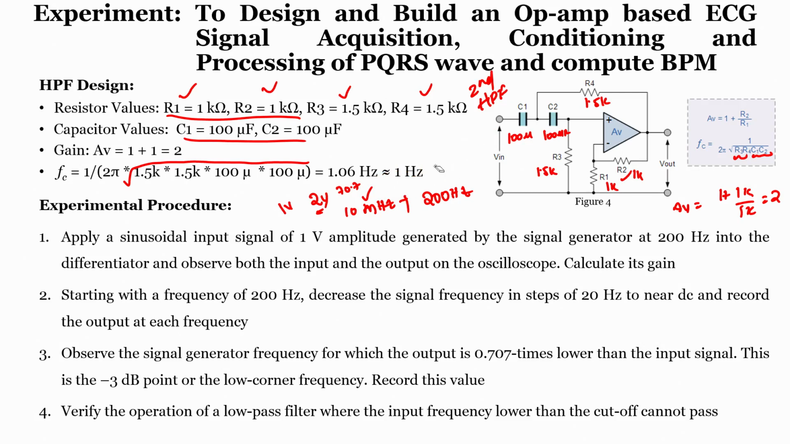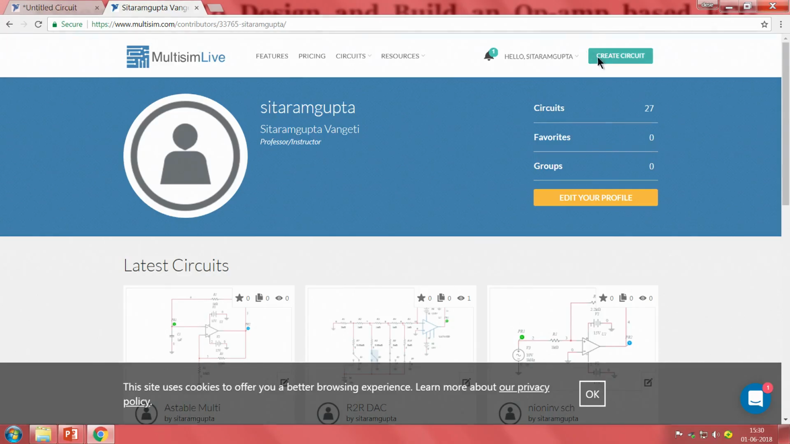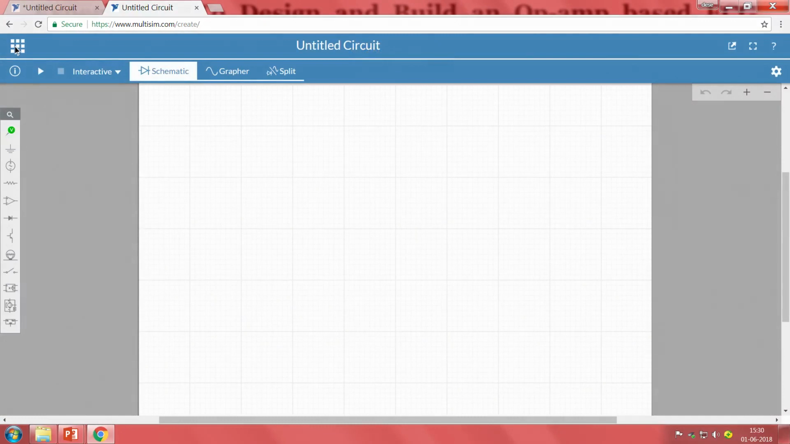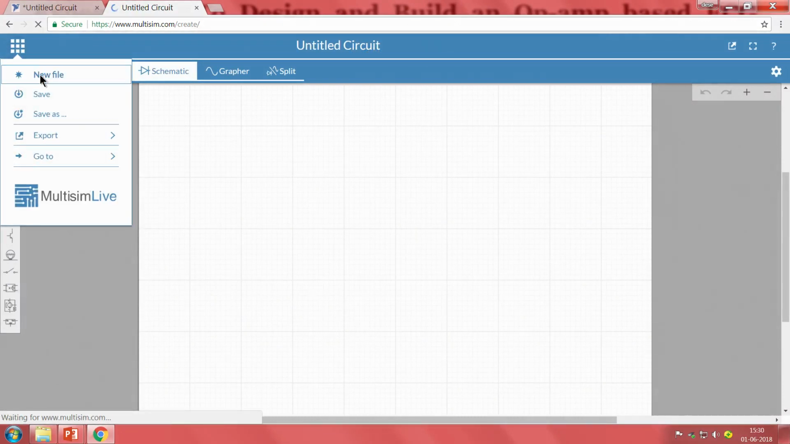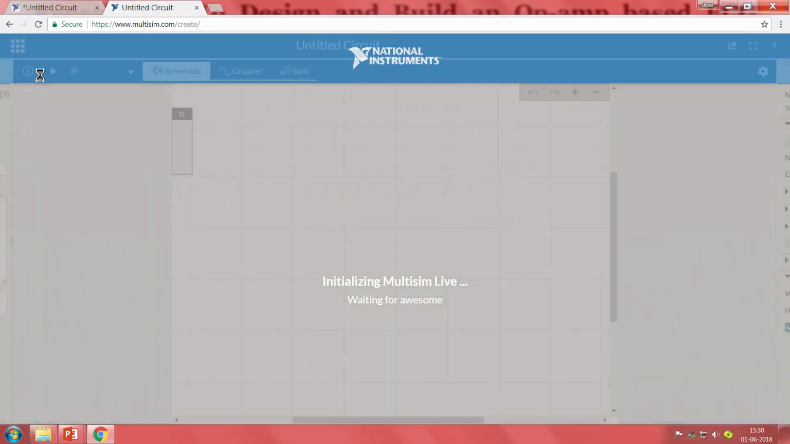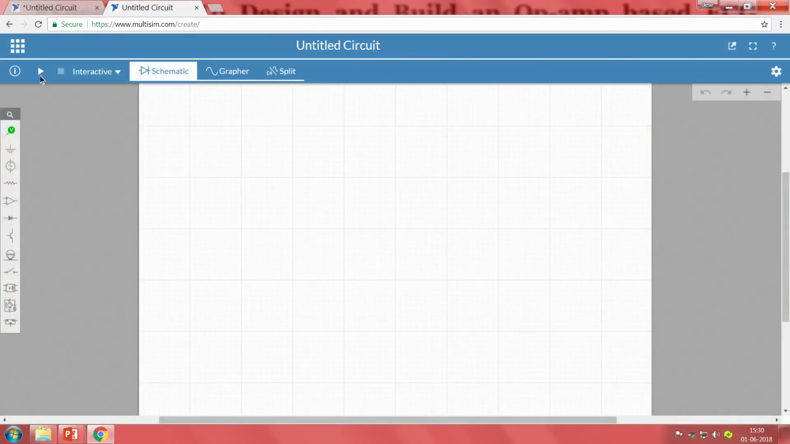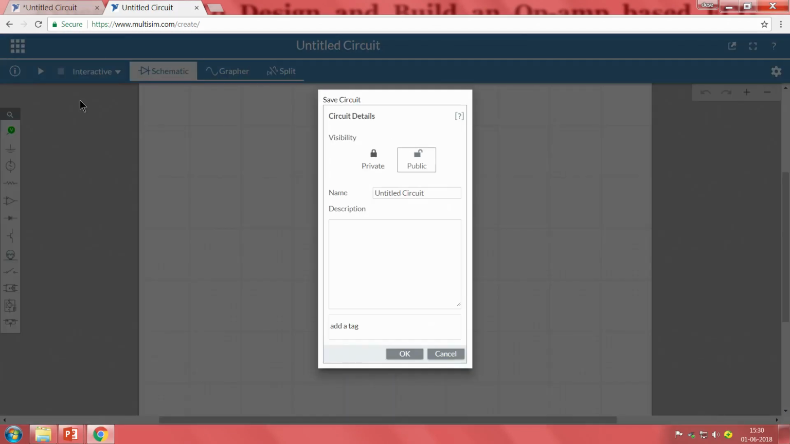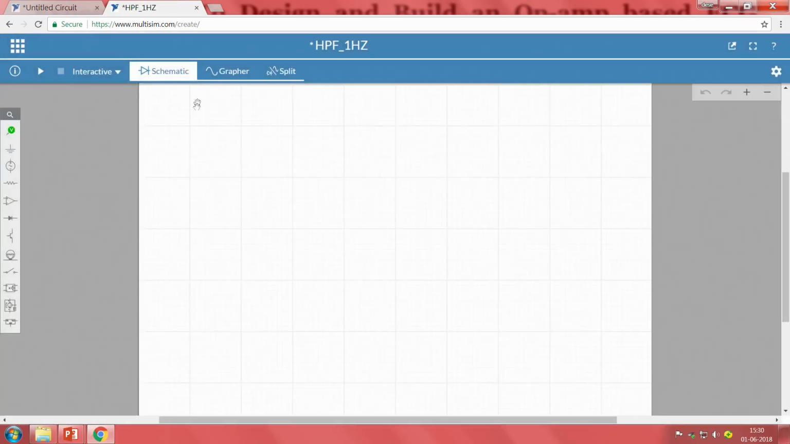Now, we will go to our simulation. I will create one more circuit. I will save this circuit as high pass filter, and the cutoff frequency we are using in this case is 1 Hz. Okay.